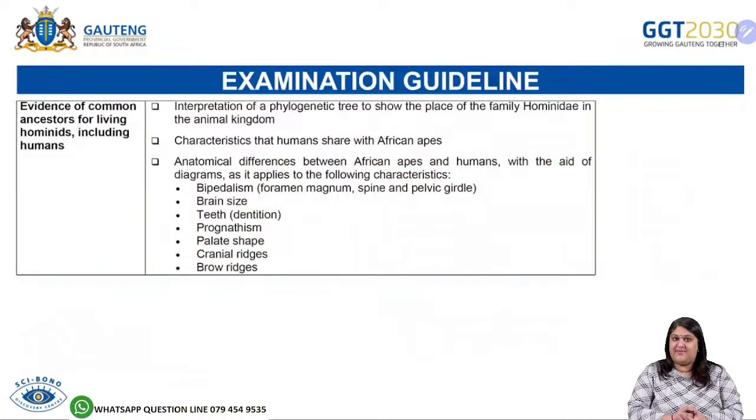Right, that was a mouthful, right? Now we're going to move on to evidence of common ancestors for living hominids, including humans. This is going to be divided between myself and Agnes. I'm going to do the interpretation of the phylogenetic tree to show the place of the family Hominidae in the animal kingdom. And Agnes will do the characteristics that humans share with African apes and the anatomical differences between African apes and humans.